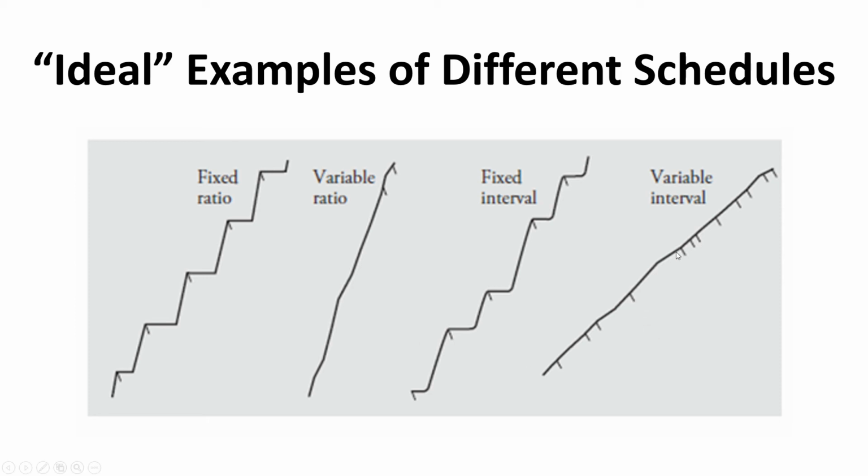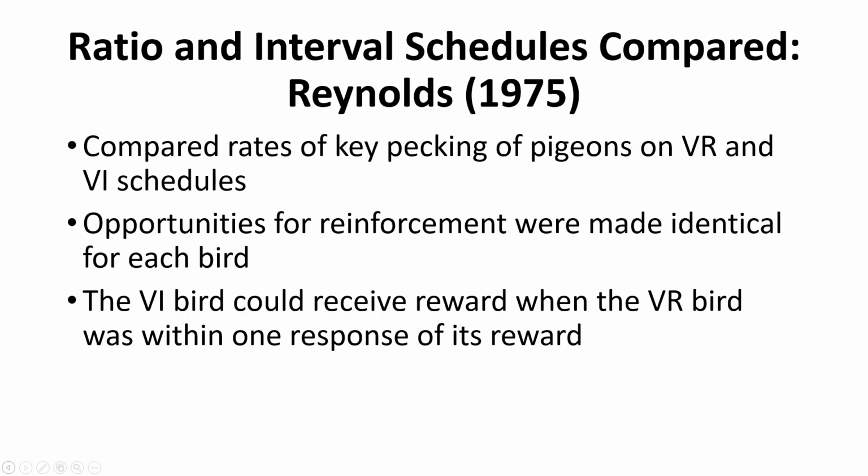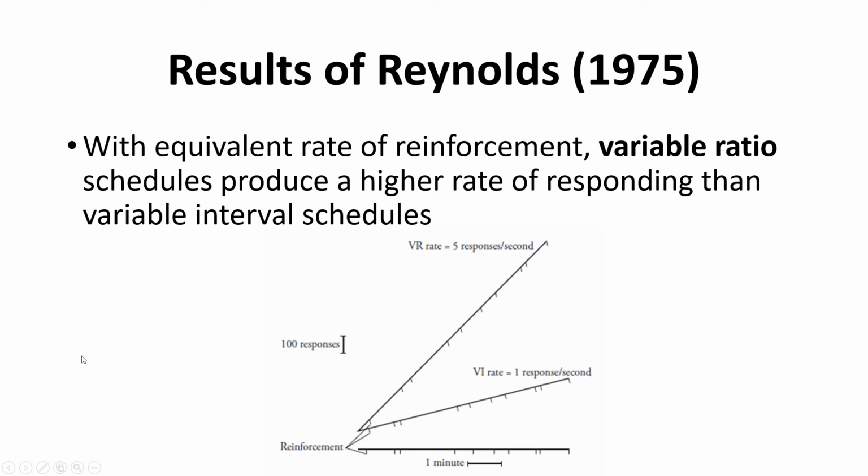So our time intervals are actually controlled by the performance of our variable ratio bird in this experiment. And this setup was used to try and keep that rate of reinforcement as consistent as possible between those two different setups, where one is determined by time and the other is determined by amount of pecks. But they'd be able to receive reinforcement around the same time. So what did they end up seeing?